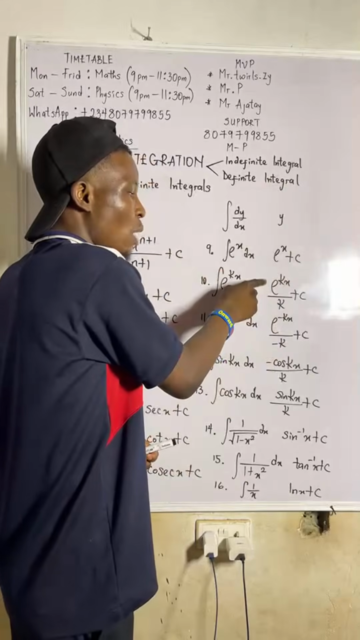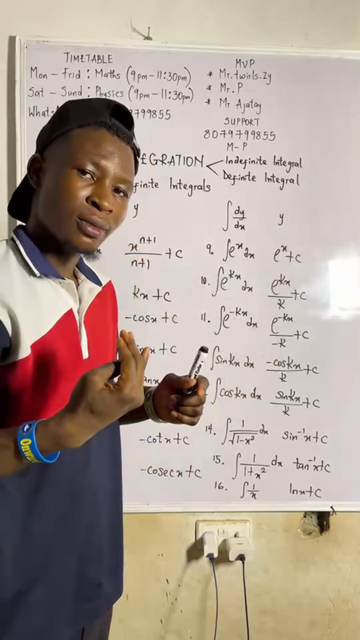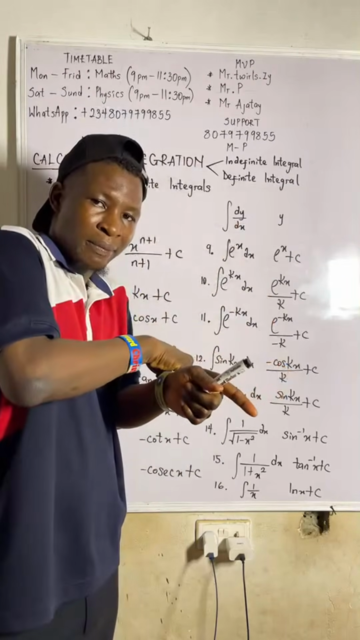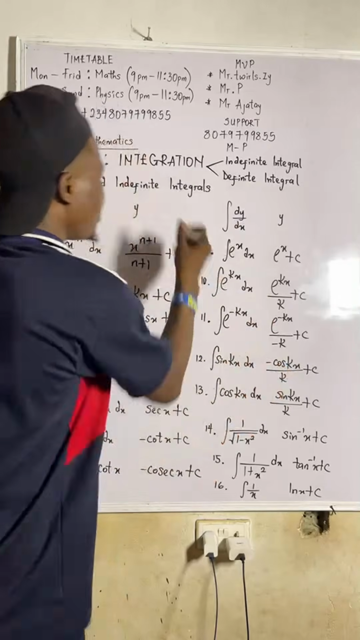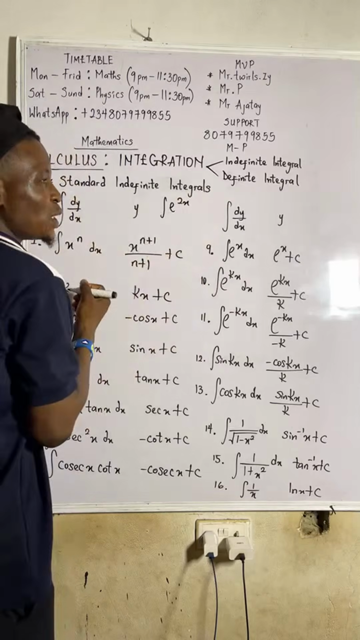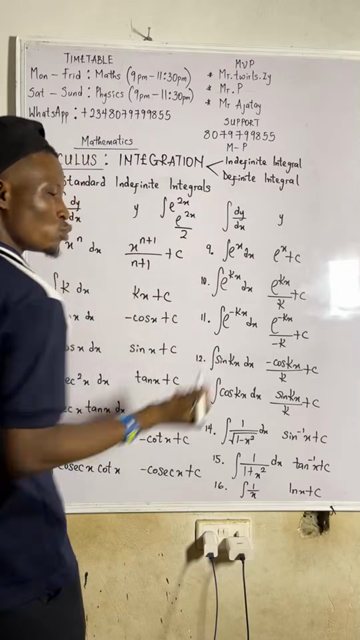But for integration, it will now be exponential kx over k. It comes as division. You know for differentiation, it will come down and multiply. But for integration, it comes as division. So if they say integrate exponential 2x, what will it be? It will be exponential 2x over 2.